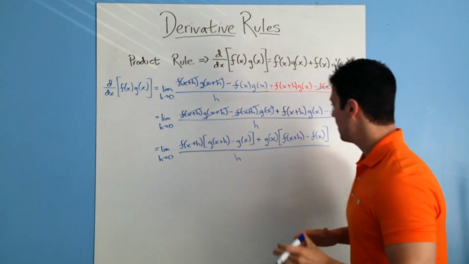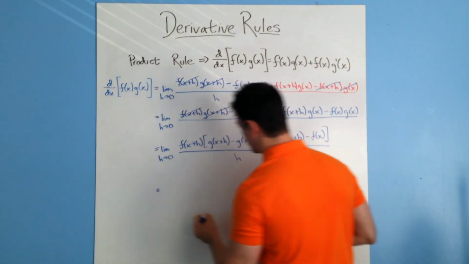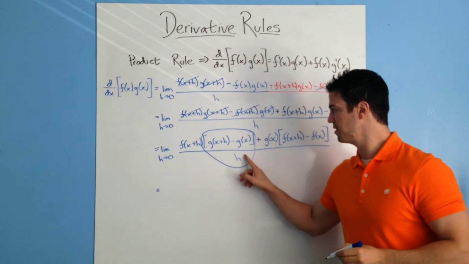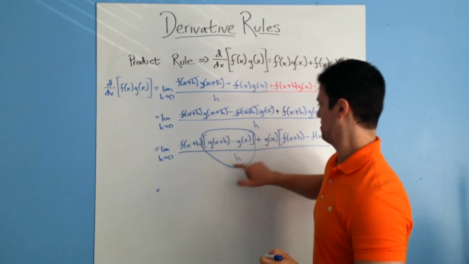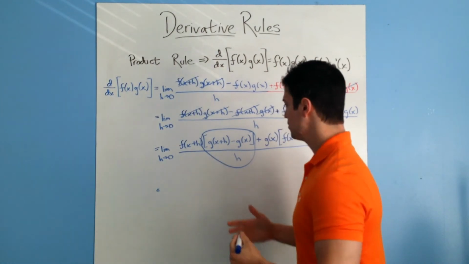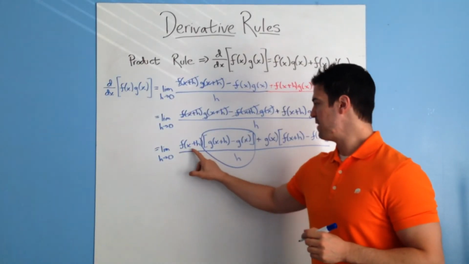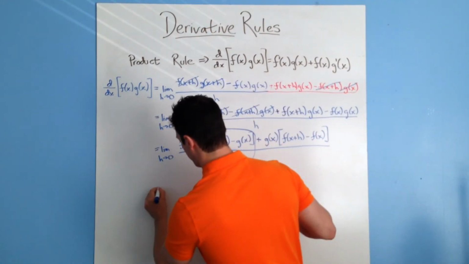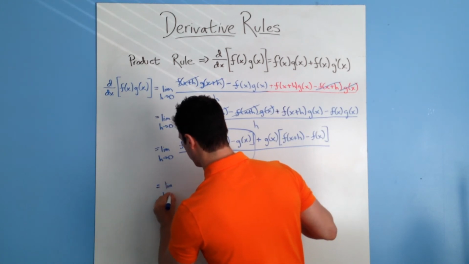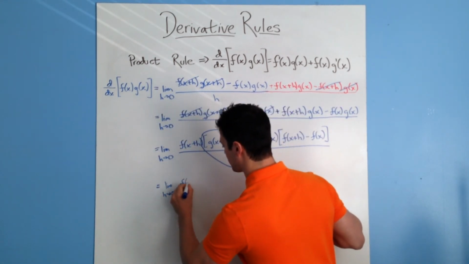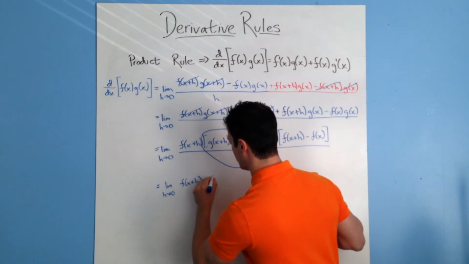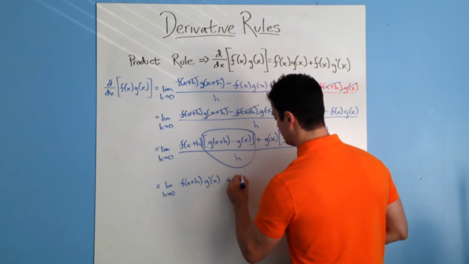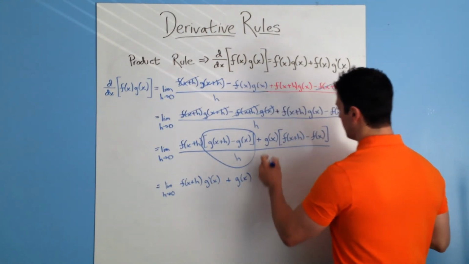Okay, hopefully you can see the little trick here and why we needed to do this. The main thing is because this right here is equal to g prime of x. If you look at it, the limit of this is our definition of what a derivative is. So you end up having f of x plus h times g prime of x based on this right here. So you'll end up having the limit as h goes to 0 of f of x plus h times g prime of x plus g of x right here.